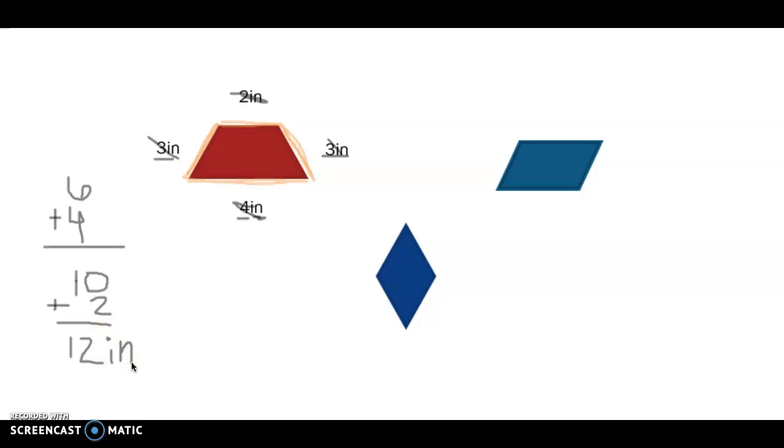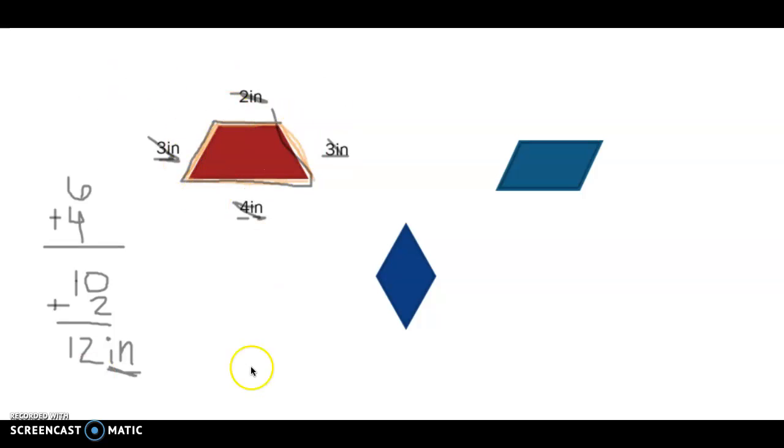Amazing. We need to make sure to include inches because if I just had numbers, what if I started measuring in centimeters? Well, my shape would be smaller. What if I started measuring in 3 feet? 3 feet, a whole foot is way bigger than an inch. So this shape would be ginormous. So we have to make sure to include our label or our units all the time. So 12 inches.